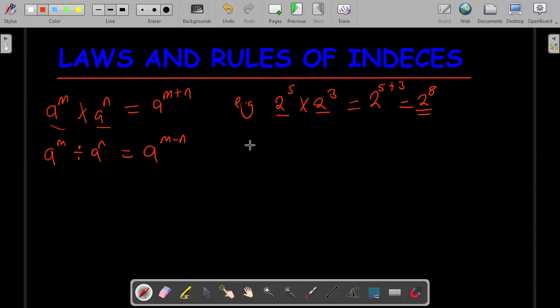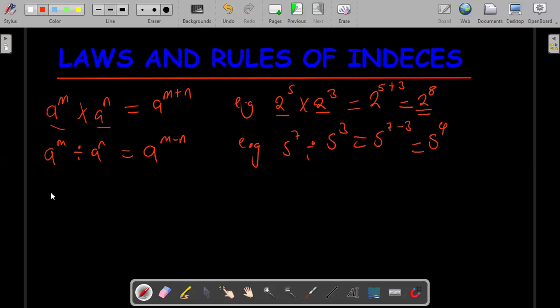So for example, if you have 5 to the power 7 divided by 5 to the power 3, you're going to get 5, then 7 minus 3, which is going to be 5 to the power 4. So that's what we're having. When you're dividing, you subtract the powers.